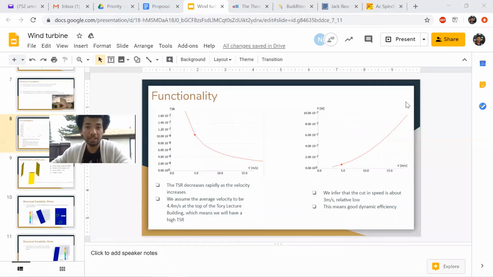So for functionality, I would like to first off mention that we used QBlade to do all the simulations.